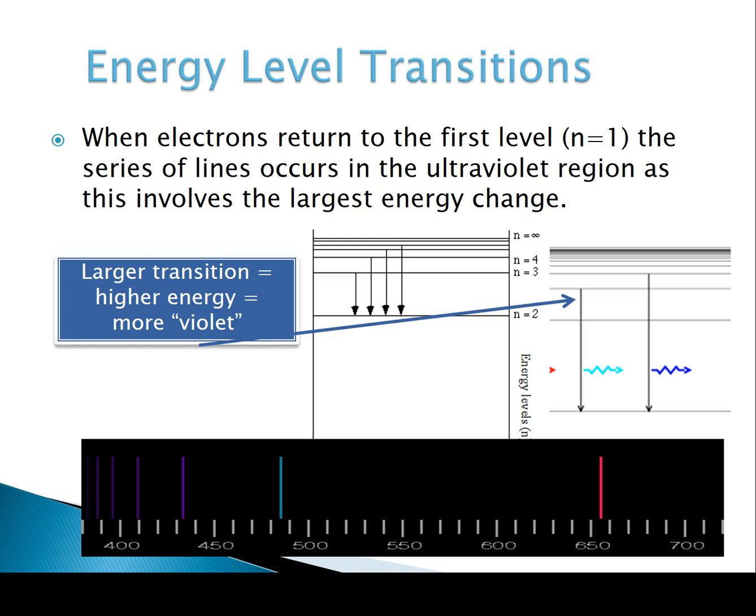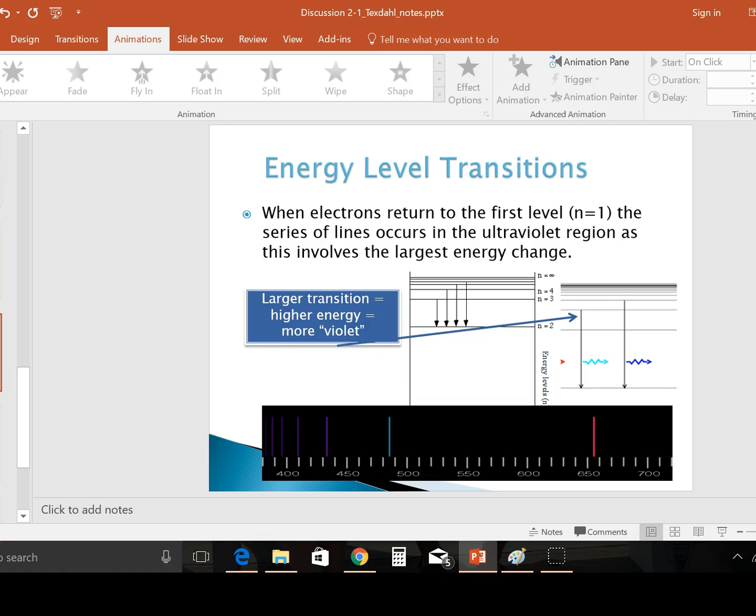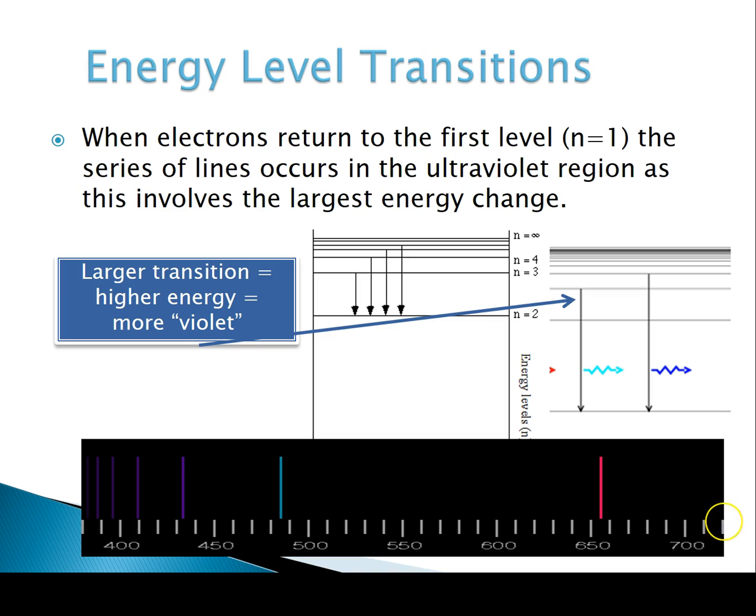Okay, so energy level transitions. When electrons are excited and then return all the way back to the first energy level, the series of lines that will occur in the spectrum will show up in the ultraviolet end of the spectrum because that involves the largest possible energy change. The further an electron travels, the greater the distance, the greater the energy that represents.